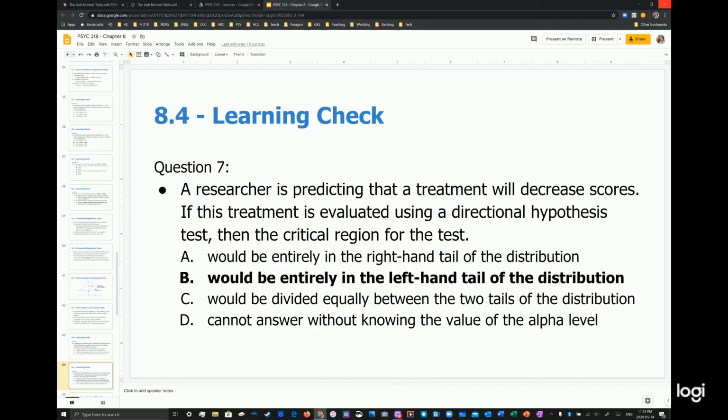If you've chosen B, the left tail direction in the distribution, you're right. Well, because the researcher is looking for a decrease, therefore it's going to be lower than the population mean, therefore it's going to be on the left-hand side of the distribution, therefore it's going to be on the left tail.